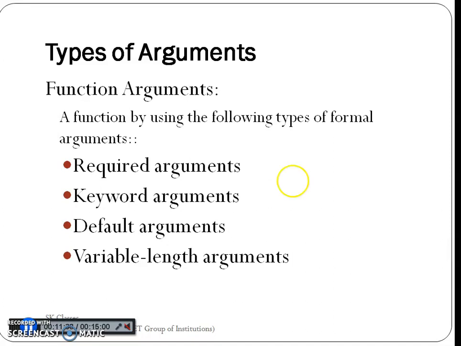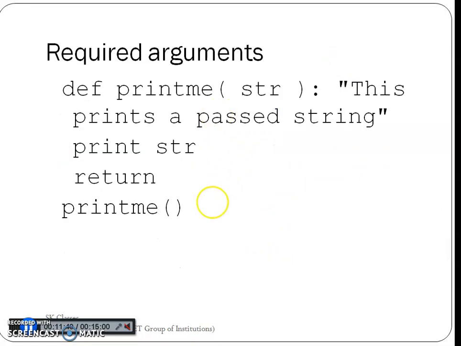That becomes required argument. For example, if we are defining a function here, print me. So this str is the name of the variable, and that indicates it is having one parameter. So it's our duty, or it becomes compulsory or required, to pass this value whenever we are calling this function print me. So if we are not passing, it will generate error. In that sense, it becomes required argument. Okay, if we have two parameters mentioned here, then two parameters need to be passed, otherwise it will generate error. Fine, that becomes required argument.